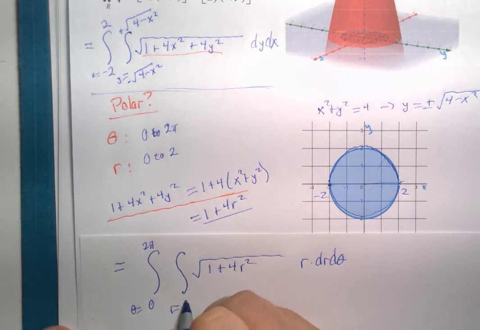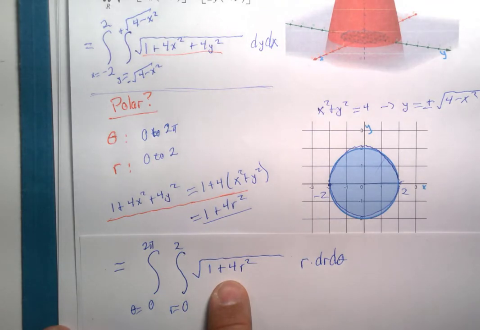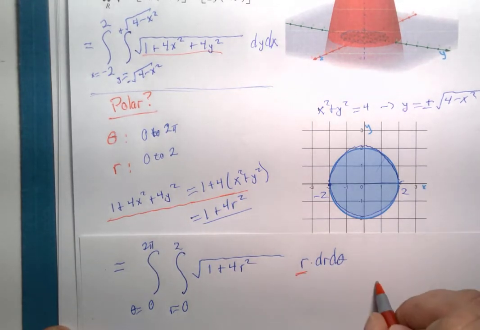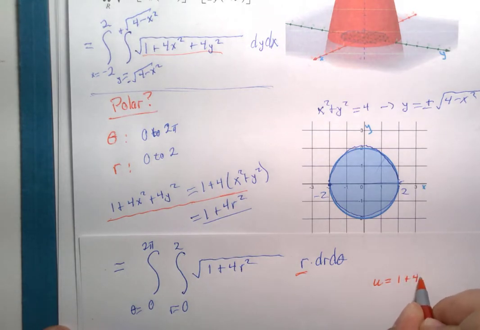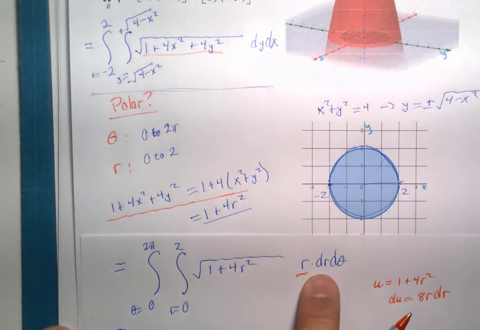and r goes from 0 to 2. Even though this maybe looks like something that doesn't have an integral possibility on the friendly side, we have an extra factor of r, and if you let u equal 1 plus 4r squared, then du is 8r dr, and I have r times dr. I just need a factor of 8.